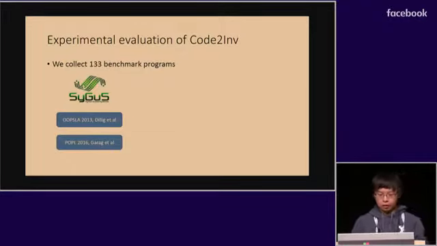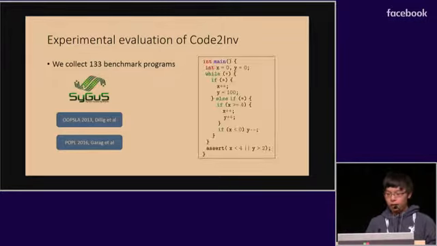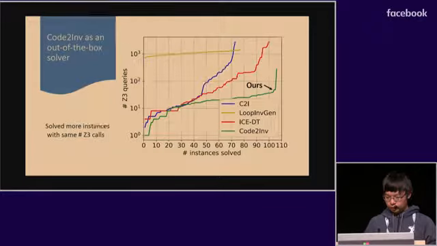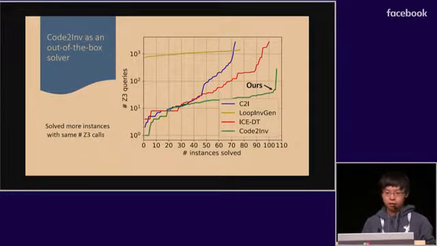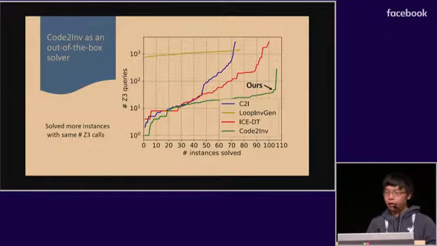To evaluate our framework, we collect a set of, in total, 133 benchmark programs. Each program contains a single loop with arbitrarily nested if-else branches. We first treat the code-to-environment as an out-of-the-box solver. That means we associate a set of neural network parameters to each of the program instances. And we compare against a set of solvers from programming language literature. In this figure, the green curve is ours. We can see that with a fewer number of Z3 calls, we can solve more instances. And we can also solve a comparable number of instances within the 1 hour time limit.